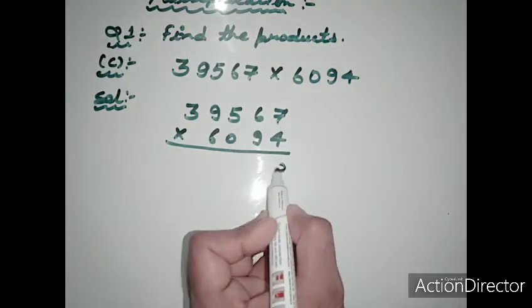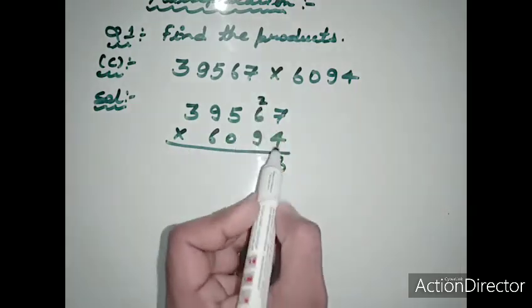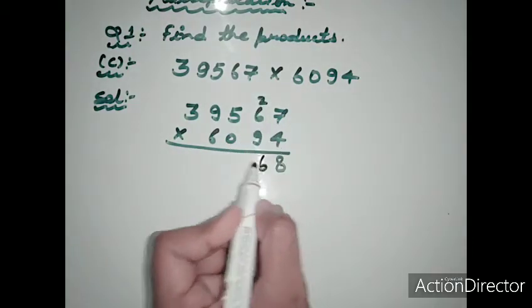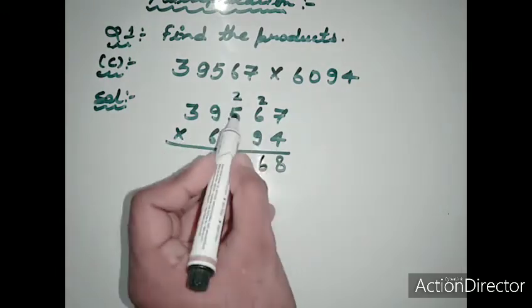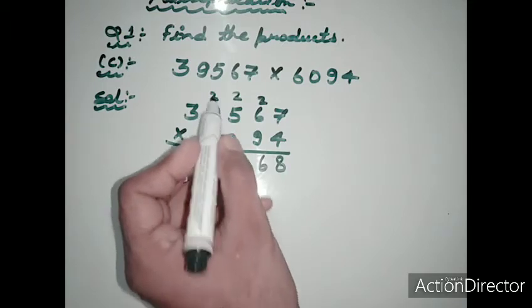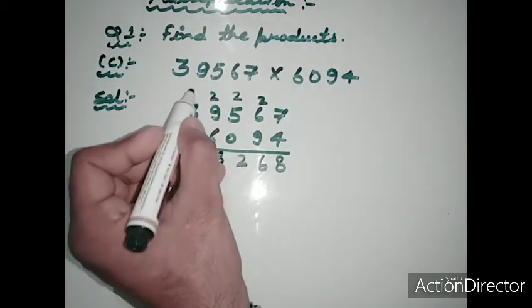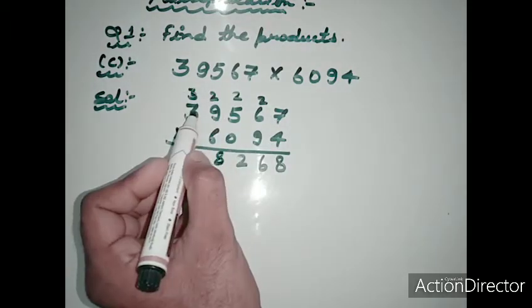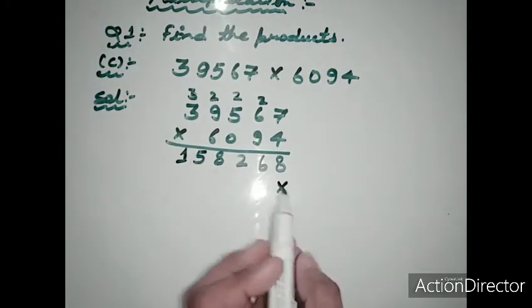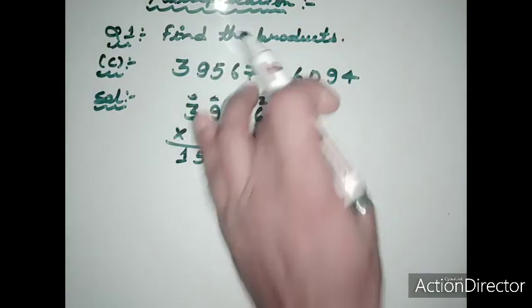4 7s are 28, 8 to carry here, 4 6s are 24 plus 2 is 26, 6 to carry here, 4 5s are 20 plus 2 is 22, 2 to carry here, 4 9s are 36 plus 2 is 38, 8 and 3 carry here, 4 3s are 12, 12 plus 3 is 15. Then multiply with 9.